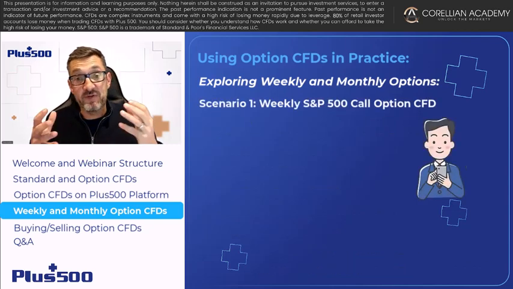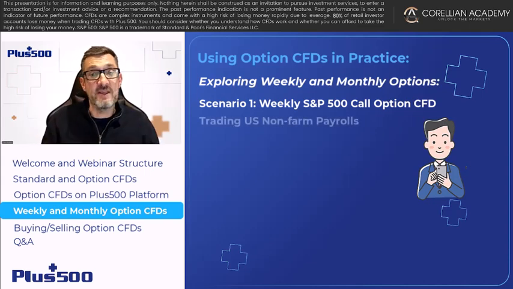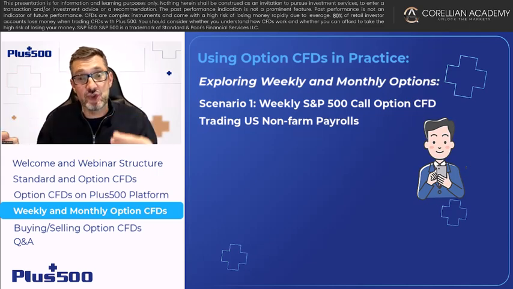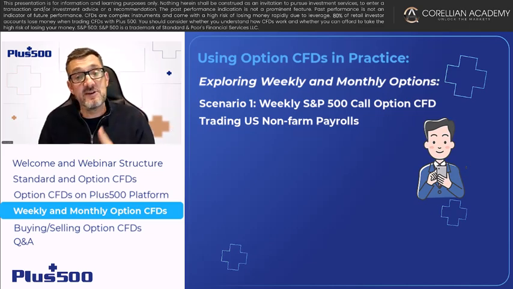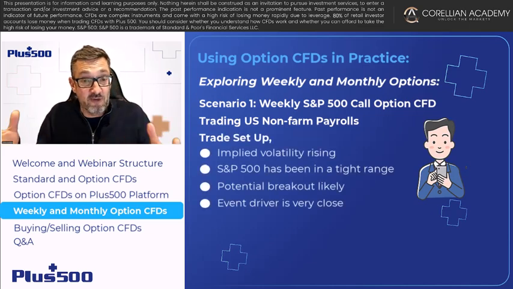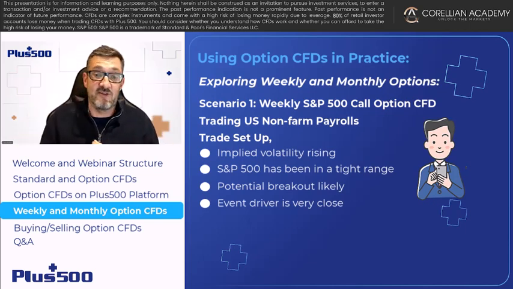Let's look at two scenarios for using a weekly or monthly option CFD. Scenario 1, trading the non-farm payroll shock. It's a Friday, it's US non-farm payrolls, and that data is due in 30 minutes. The S&P 500 has been drifting sideways all week, but traders know this number can ignite volatility instantly. A trader spots a setup with volatility starting to rise. The index is coiling in a tight range. A breakout is likely one way or the other, and the event is minutes away.